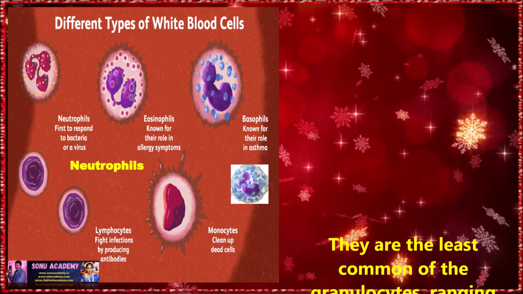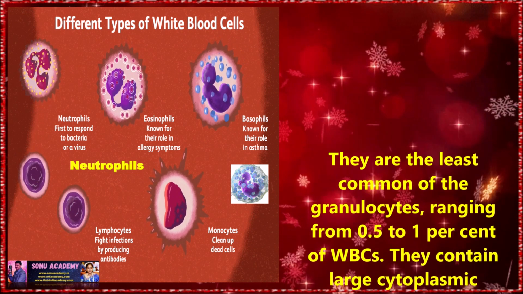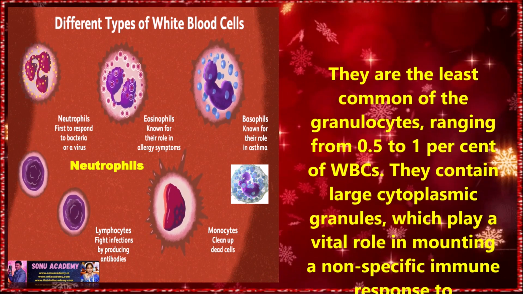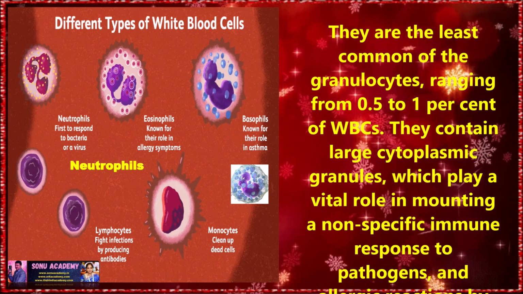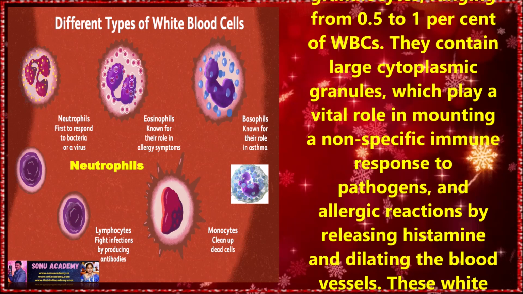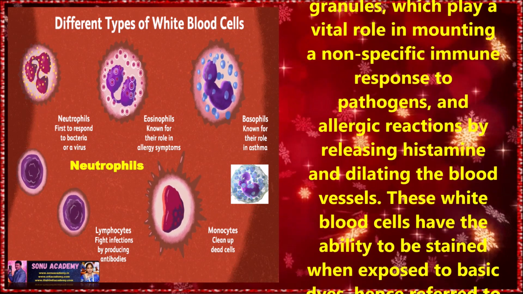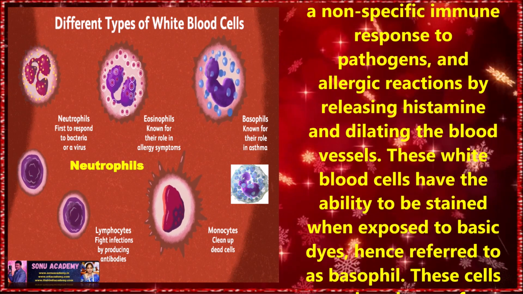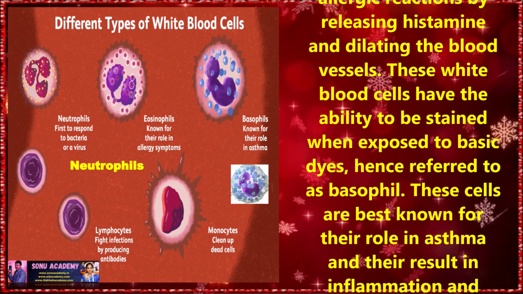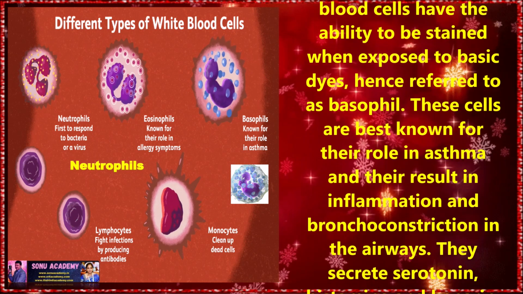Basophils. They are the least common of granulocytes, ranking from 0.5 to 1% of WBC. They contain large cytoplasmic granules which play a vital role in mounting a non-specific immune response to pathogens and allergic reactions by releasing histamine and dilating the blood vessels. These white blood cells have the ability to be stained when exposed to basic dyes, hence referred to as basophils.